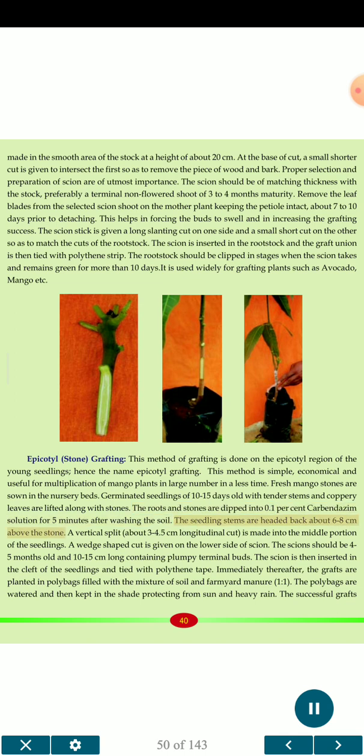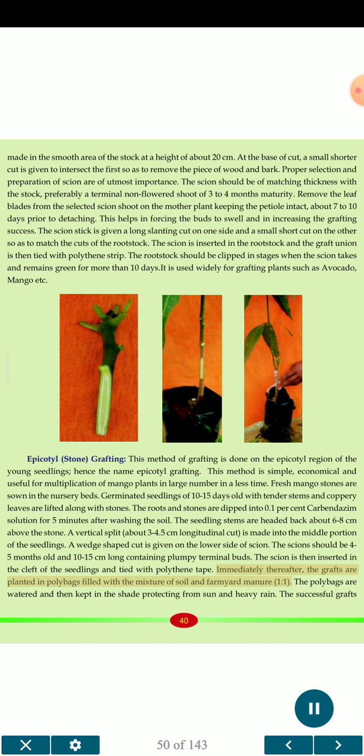The seedling stems are headed back about 6 to 8 cm above the stone. A vertical split, about 3 to 4.5 cm longitudinal cut, is made into the middle portion of the seedlings. A wedge-shaped cut is given on the lower side of the scion. The scions should be 4 to 5 months old and 10 to 15 cm long, containing plumpy terminal buds. The scion is then inserted in the cleft of the seedlings and tied with polythene tape.